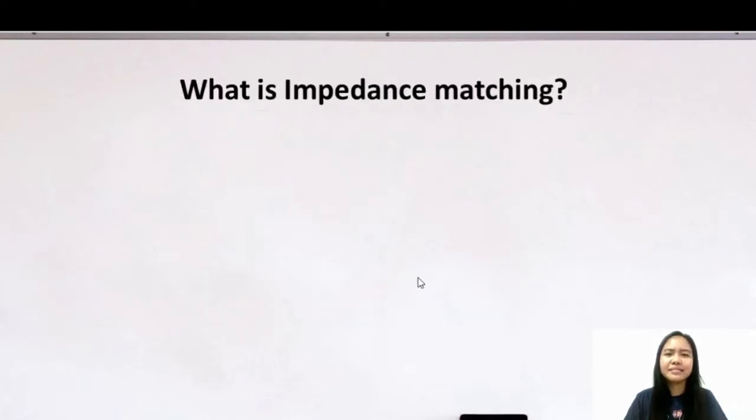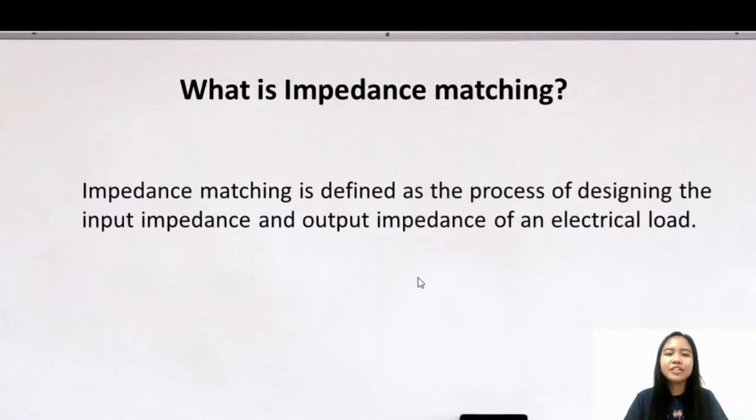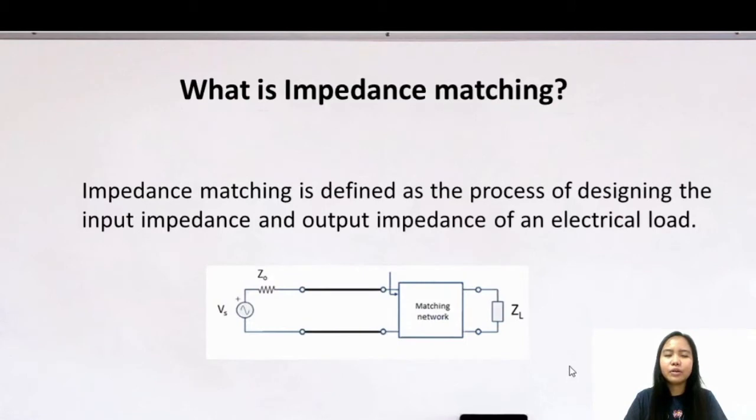What is impedance matching? Impedance matching is defined as the process of designing the input impedance and output impedance of an electrical load. In this transmission line figure, suppose that ZO is not equal to ZL. But in impedance matching, we create or design a matching network so that we can transfer a maximum amount of power to the load.